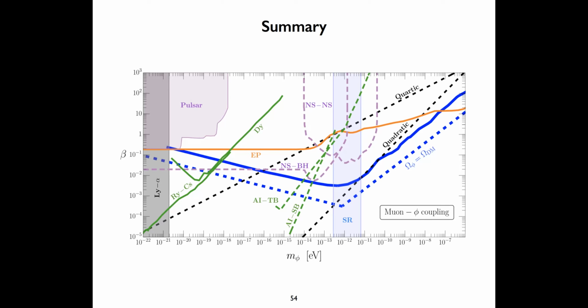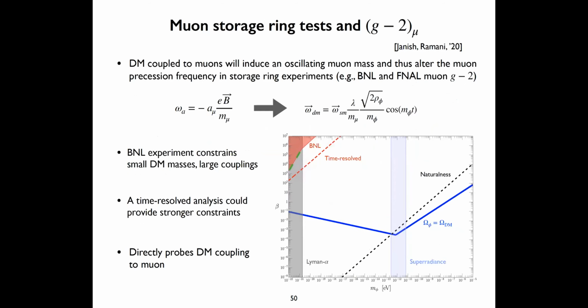Any other questions? Actually, I wanted to clarify the muon storage ring bound. I want to understand, is this due to the oscillating muon mass, or what is this?